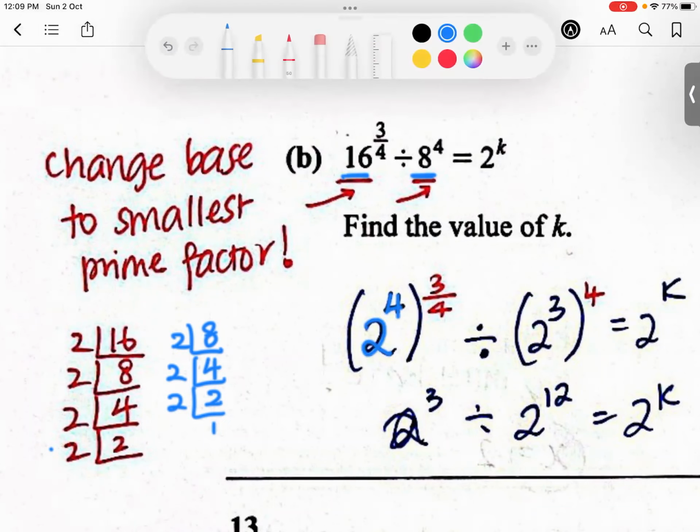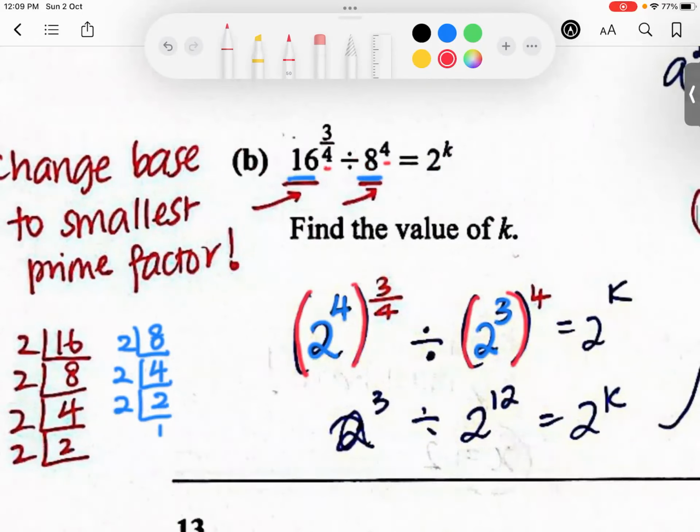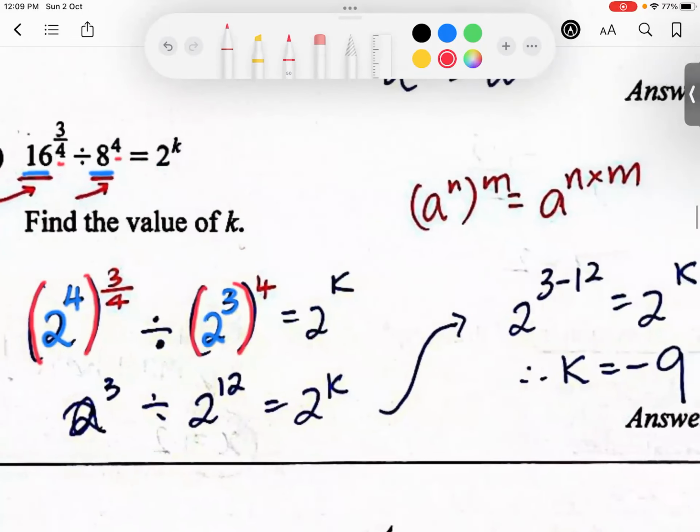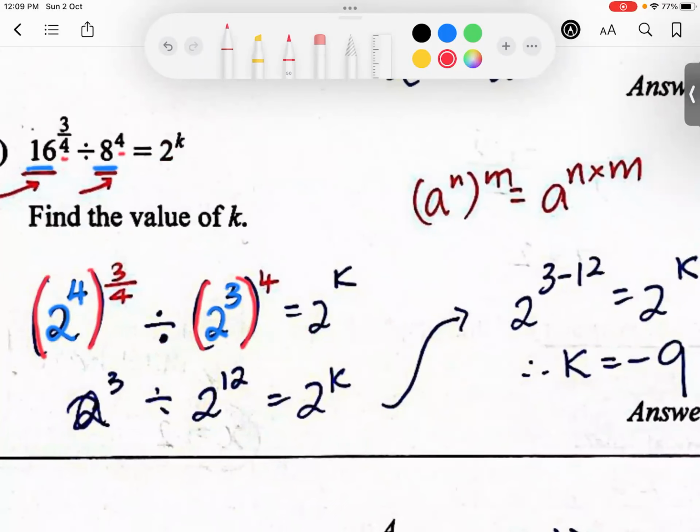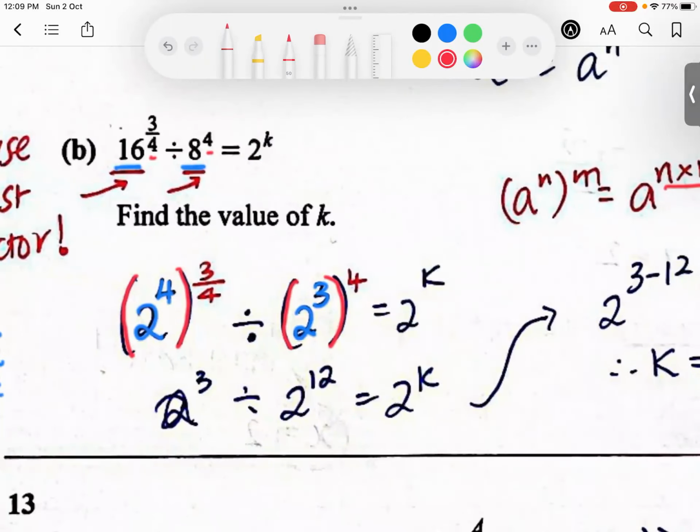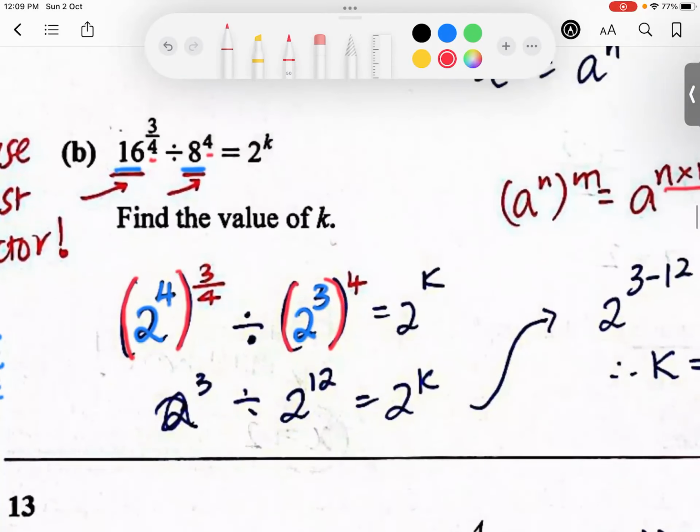But remember, outside that is still a power 3/4. So the whole thing has a power 3/4. Okay, for the number 8, change it to 2 to the power of 3. Remember, outside still has a power 4, right? So bracket power 4. Then remember the property (a to the power n) to the power m, the powers multiply each other. So in this case, this is 2 to the power of 4 times 3/4.